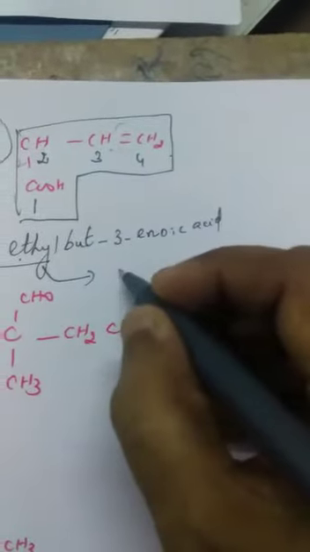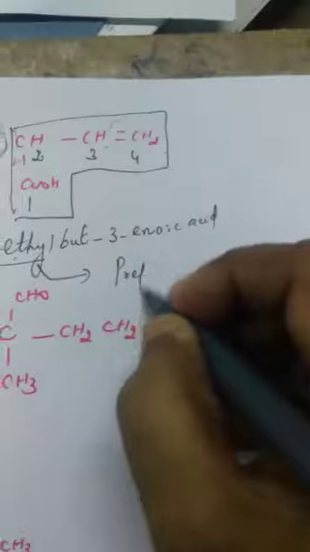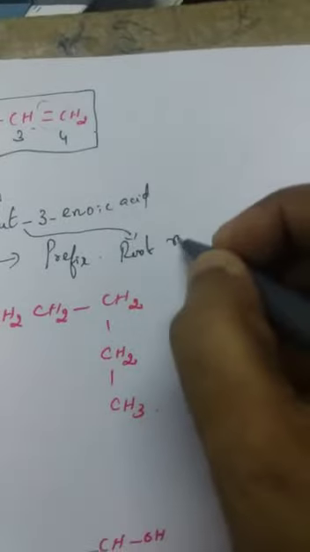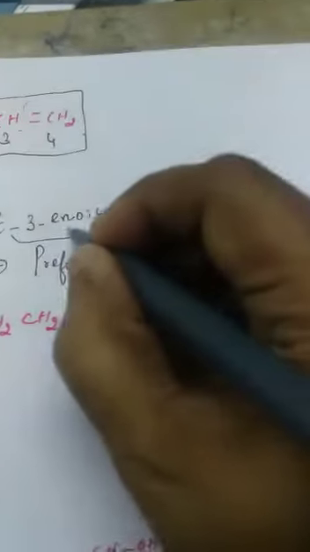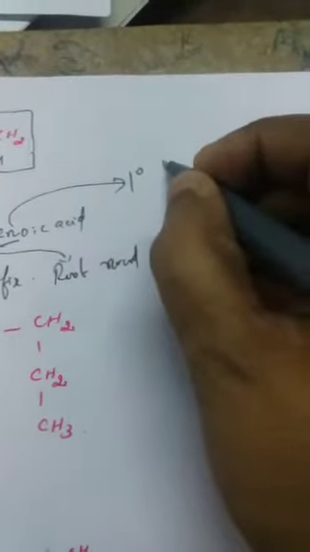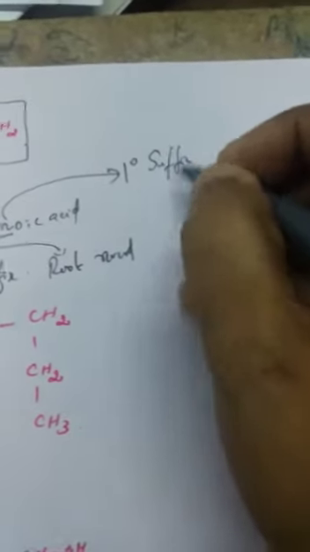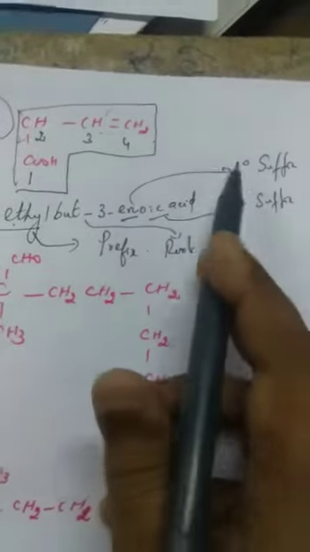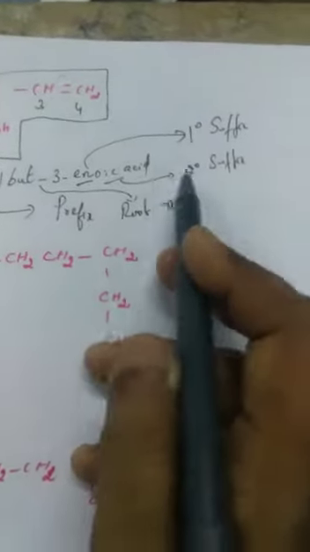2-ethyl is a substituent, therefore it is a prefix. First we have to write the prefix, and then this but is the root word. Then this ene is the primary suffix. And this oic acid is the functional group, it is the secondary suffix. Therefore you have to mention first the prefix, root word, primary suffix, and then the secondary suffix. In this way we have to name this one.